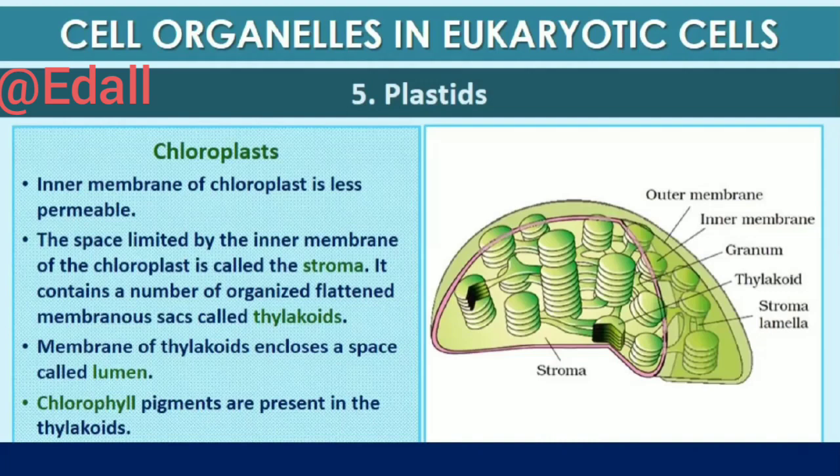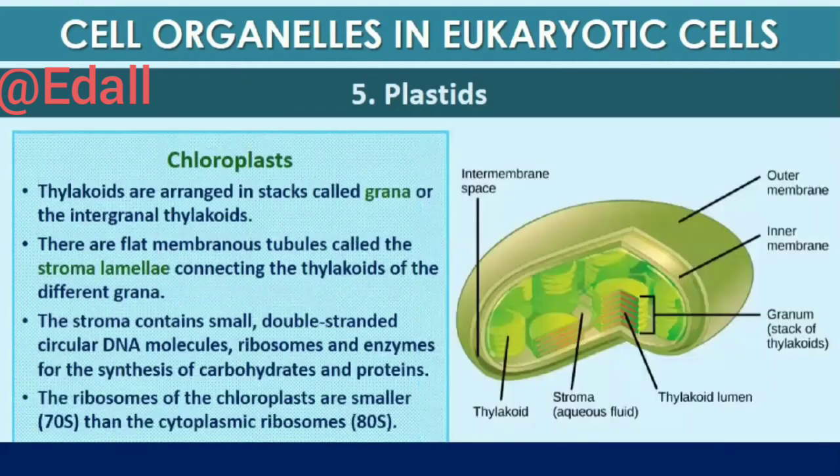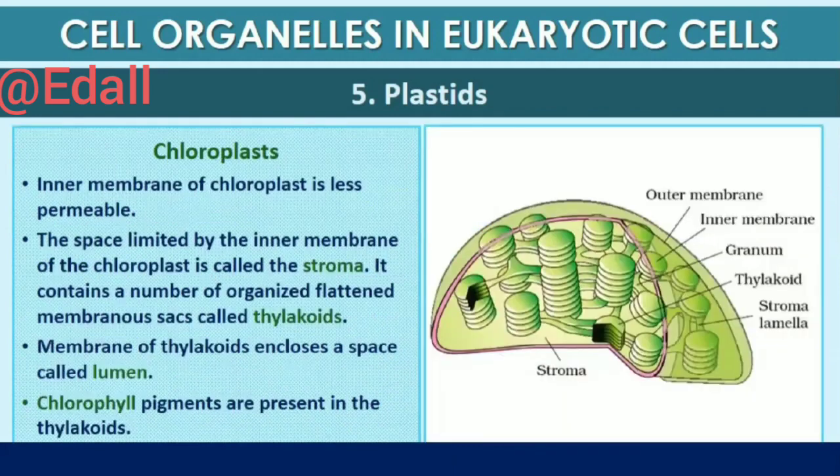The space limited by the inner membrane of the chloroplast is called the stroma. A number of organized flattened membranous sacs called the thylakoids are present in the stroma. Thylakoids are arranged in stacks like the piles of coins called grana, singular granum, or the intergranal thylakoids. In addition, there are flat membranous tubules called the stroma lamellae connecting the thylakoids of the different grana. The membrane of the thylakoids encloses a space called a lumen.